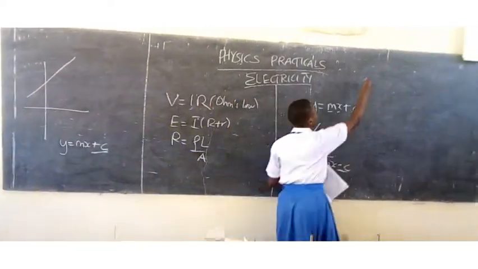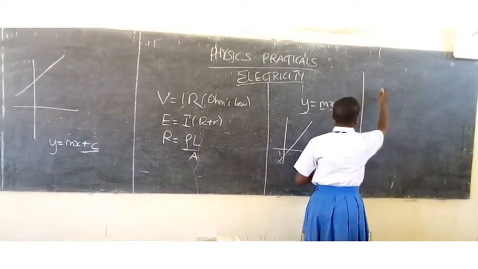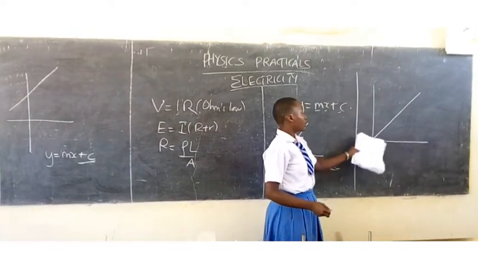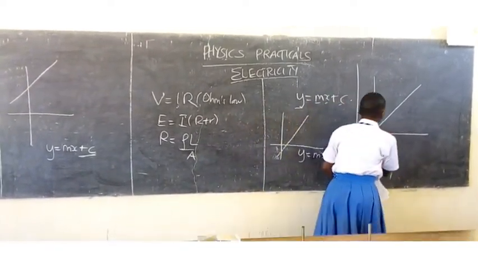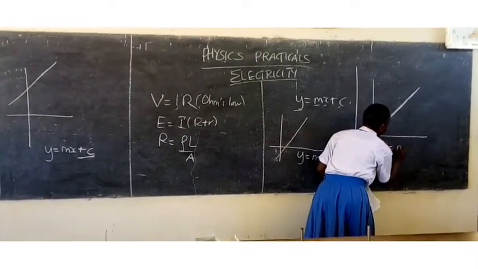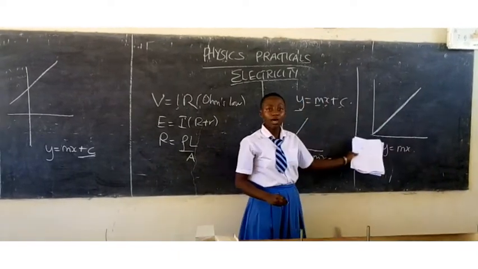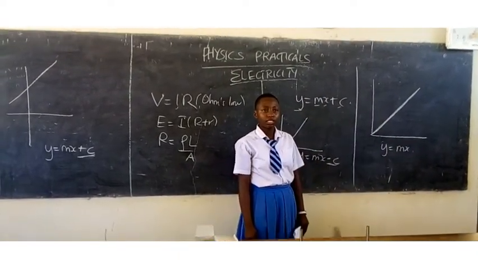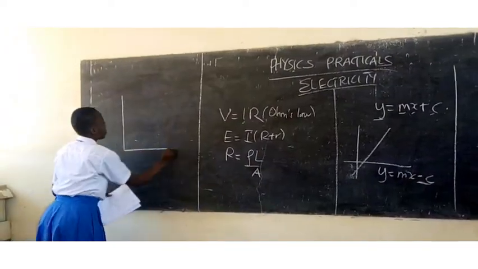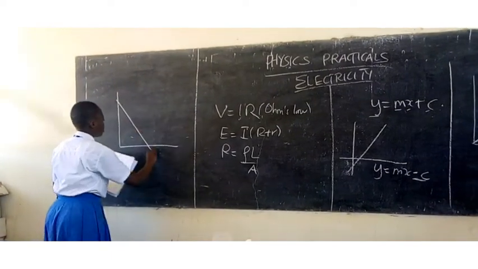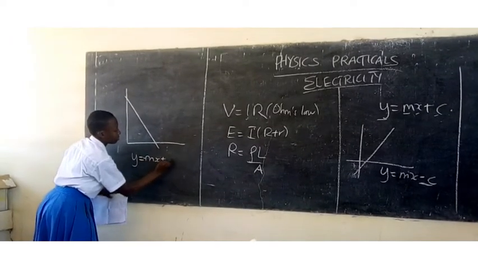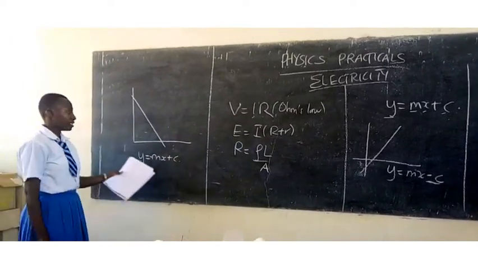Also, this graph passes through the origin. The nature of it will be y equals mx. It does not have any y-intercept. Also, we have graphs that have a negative slope. That is, the equation can be like the negative slope.